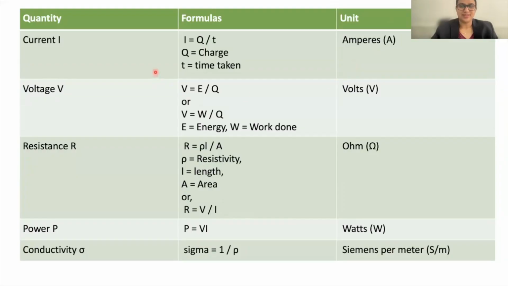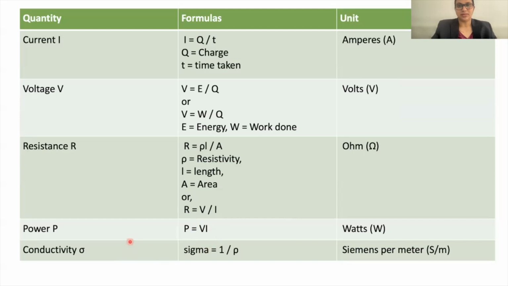These are the formulas that will be used here. Current I is related to charge Q and time taken T by I is equal to Q by T. Voltage V is equal to energy divided by charge, or V is equal to W divided by Q, where W is the work done. Resistance R is equal to rho L by A, where rho is the resistivity, L is the length, and A is the area of cross section. And power can be related to voltage and current, which is given by V into I.